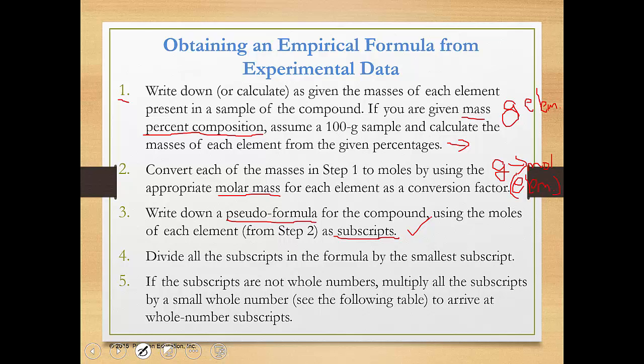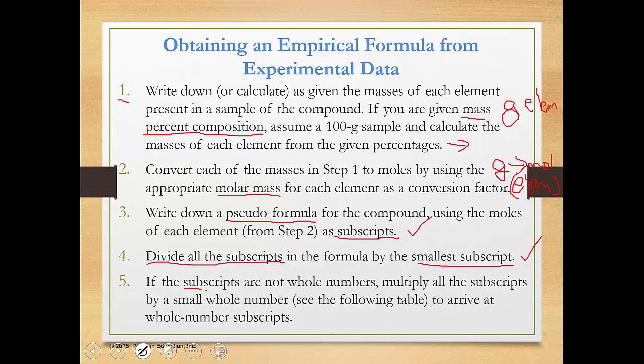But if it's not, if your pseudo formula has a decimal in it anywhere, or if there's a way to reduce that ratio, which the empirical shouldn't be reducible, but if you need to adjust that, then what you're going to do is divide all of the subscripts in the formula by the smallest subscript. So if the smallest one is 1.75, you divide everything by 1.75. All right, now, when you do that, hopefully, after step number 4, you end up with all whole numbers, and again, then you'd be done.